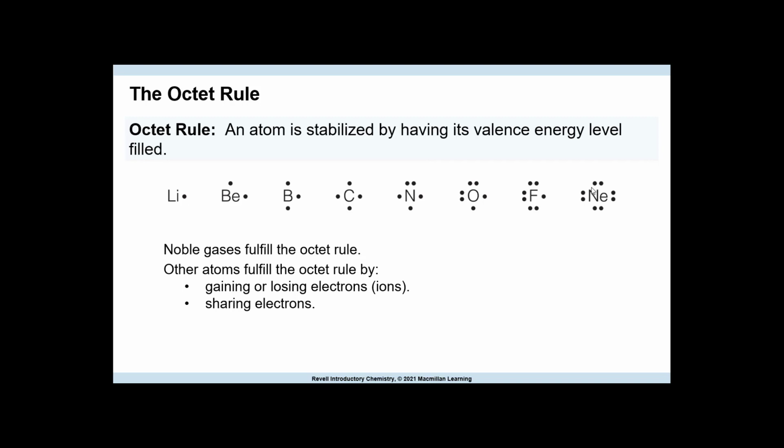So notice that in row 2, only the noble gas neon has 8 electrons and fulfills the octet rule. Noble gases are stable because they fill this rule. The other atoms can also fulfill this rule by gaining or losing electrons to form ions or by sharing electrons through bonds, which is what we're going to start learning.